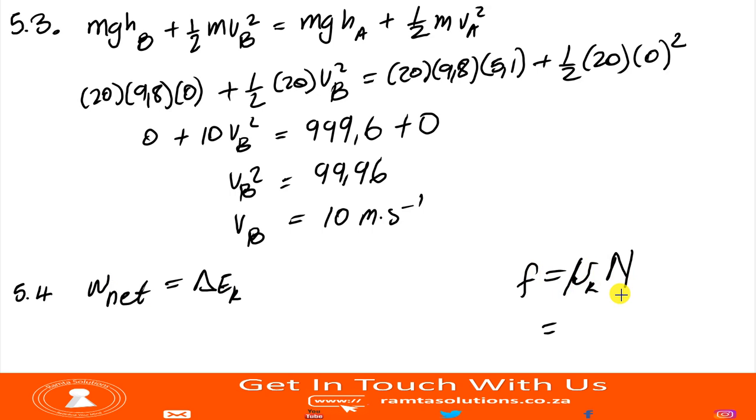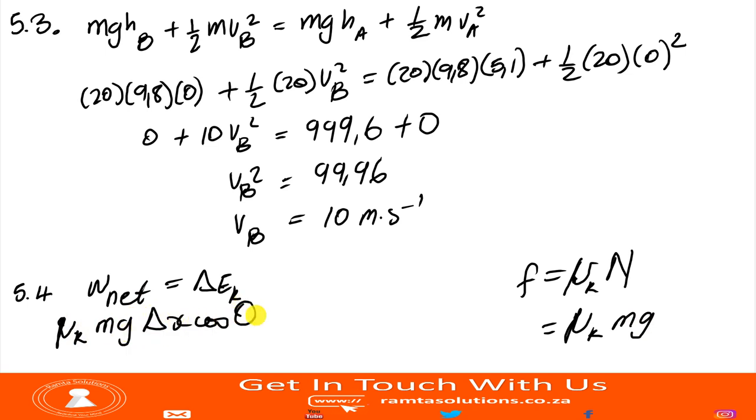The normal force, in this case, will be mass times gravitational acceleration. So let's substitute this. Friction is the coefficient of kinetic friction multiplied by mass times gravity. Be careful. Friction times delta x times cos theta equals half m vC squared minus half m vB squared, isn't it? Perfect.